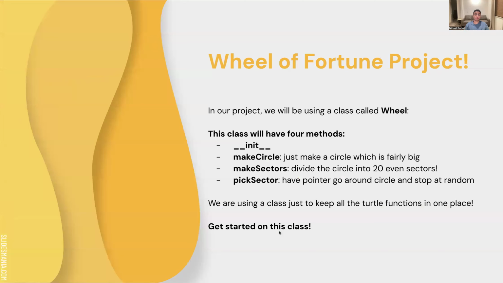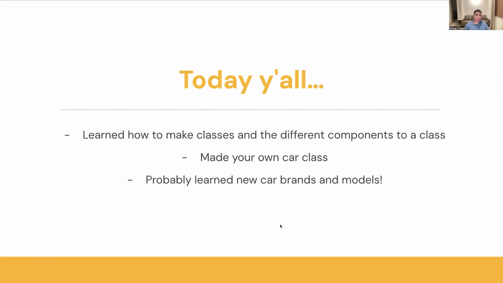And now for the Wheel of Fortune project, you should be using a class called Wheel, and essentially you have init, make circle, make sectors, and pick sector. So we're just using a class to keep all the turtle functions in one place. So get started on it if you have any extra time. Once again, in the next class, you will get in-class time to work on it. And yeah, today, y'all learned how to make classes and all the different components of a class. You made your own car class and probably learned new car brands and some models.